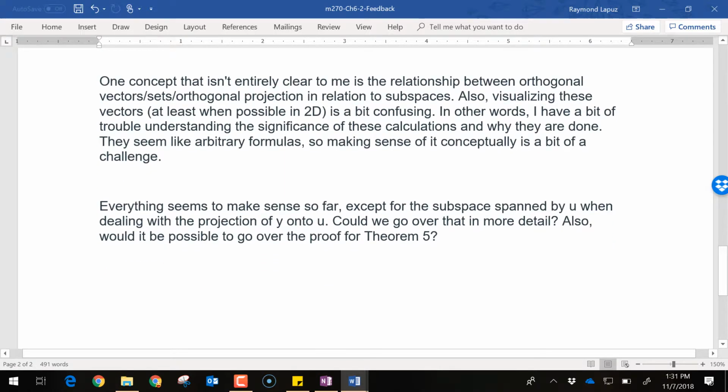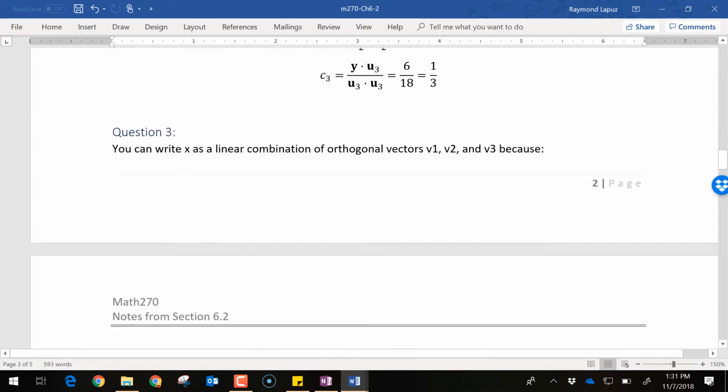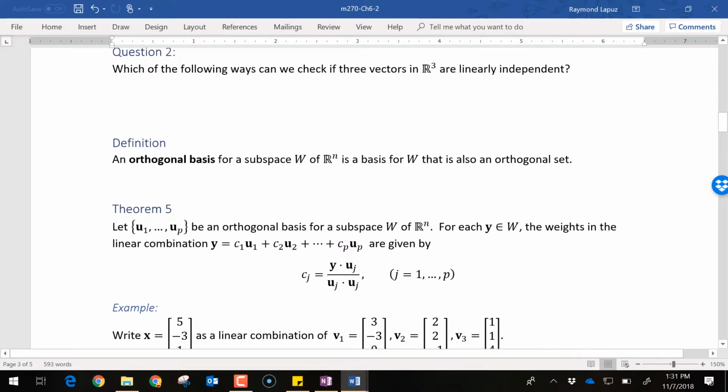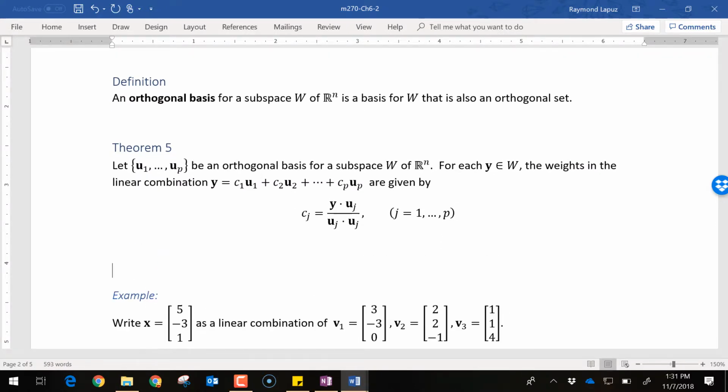Everything seems to make sense so far. Can we go over more detail? The proof for Theorem 5. Oh, so the proof for Theorem 5, let's take a look at Theorem 5 again. So the way they prove Theorem 5 is, what is Theorem 5? So this is the formula that they say, right? So what did they say?